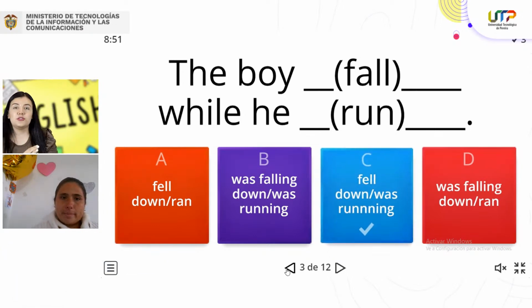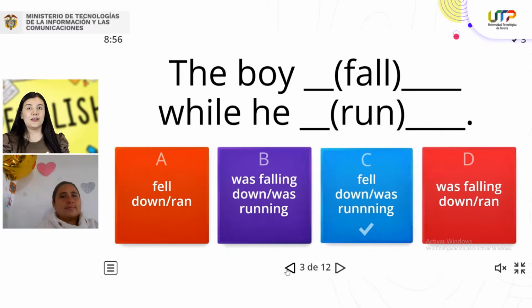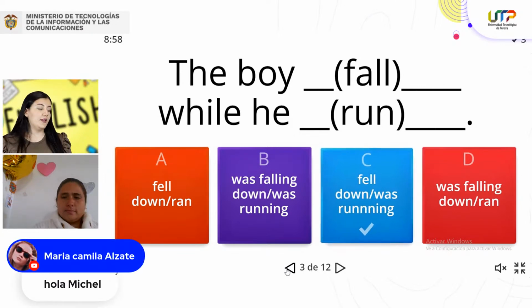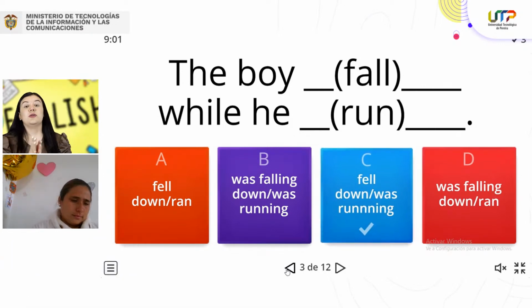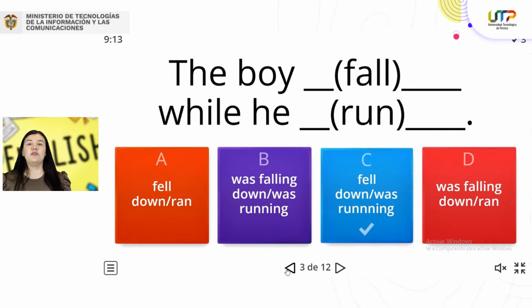And what was the interruption? Se cayó, ¿cierto? He fell down. He fell down in past. So the boy fell down. Muy bien. No nos podemos confundir si primero está la interrupción y después está la acción que estaba sucediendo. Es lo mismo, ¿sí? Es lo mismo que yo digo, el niño se cayó cuando estaba corriendo, así digo, el niño estaba corriendo cuando se cayó. Es exactamente lo mismo. Solamente el orden es diferente. No se preocupen, no se dejen confundir, ¿ok? So careful with that.